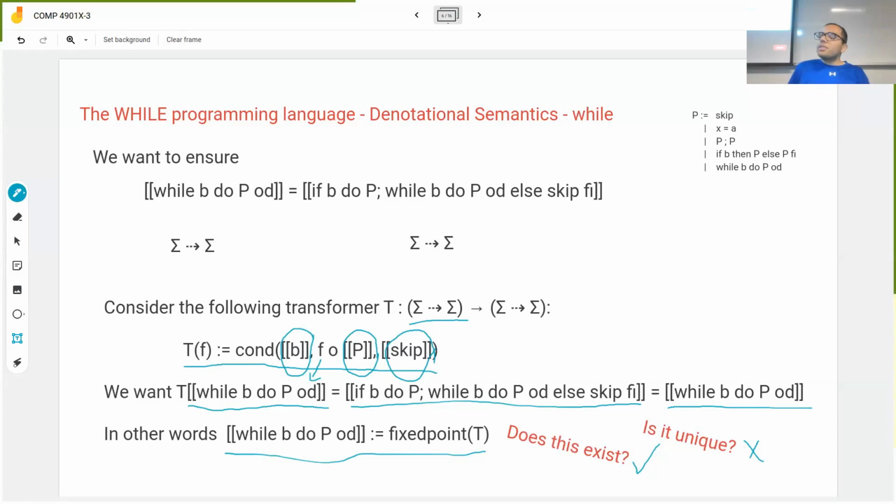If I have many fixed points for T, which one should I choose? What's so special about the fixed point that is defined by our operational semantics? Okay, let's go for lunch and think about this over lunch.